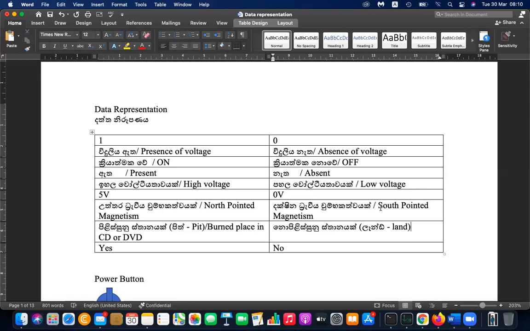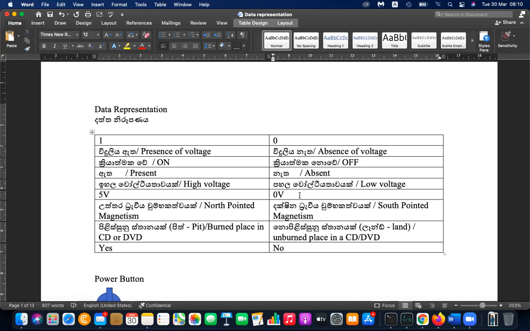And on the other hand, the unburned place in a CD or DVD can be represented using 0. If this is 1, this will be 0. Likewise, these things can be represented. This is called data representation.